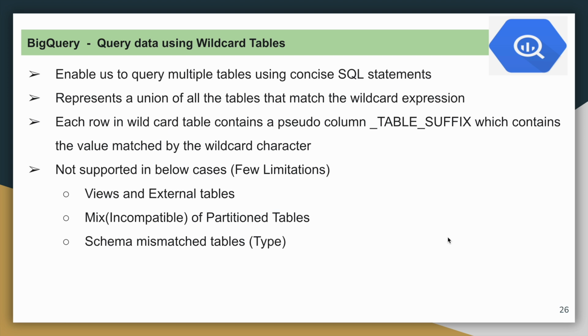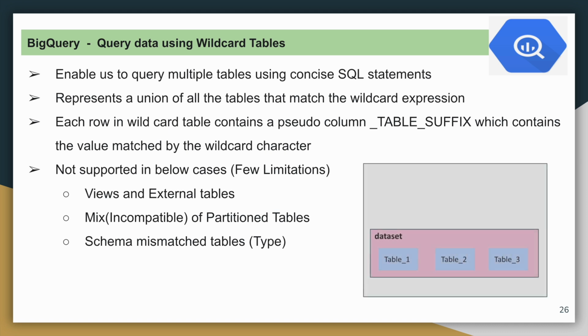Now, in the last task we will see what a wildcard table is, what the advantages are, and then some limitations. First of all, let us try to understand what a wildcard table is. Let us say there is a data set available in the project that has tables like table_1, table_2, table_3. That means they have the same or similar name pattern, with the only difference being _1, _2, _3.